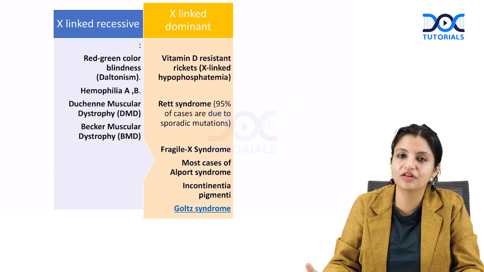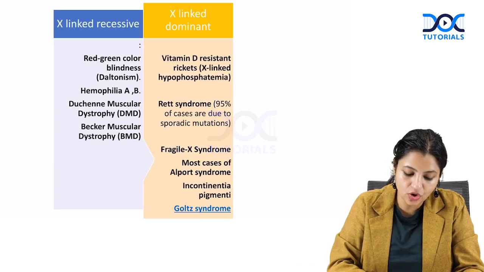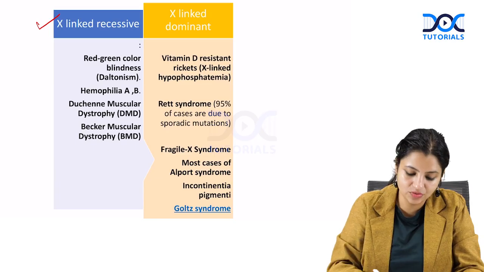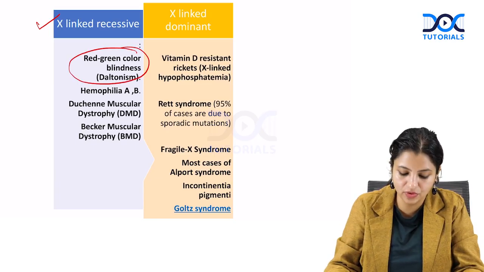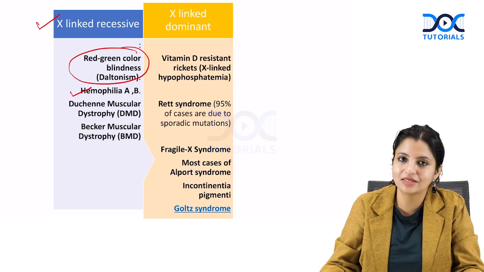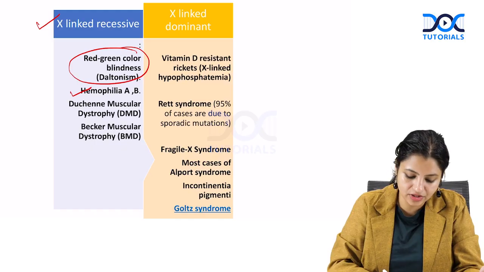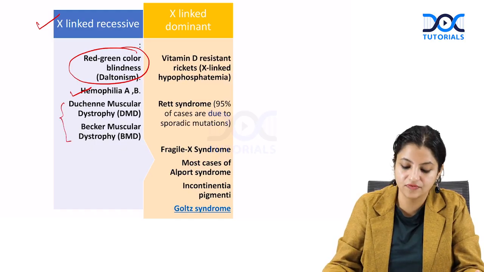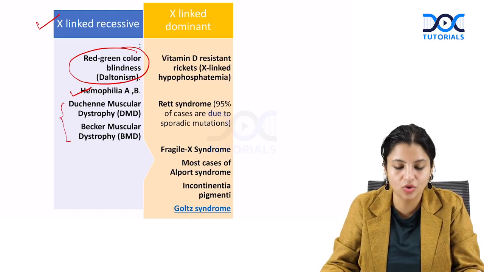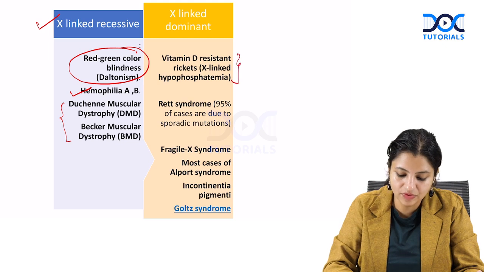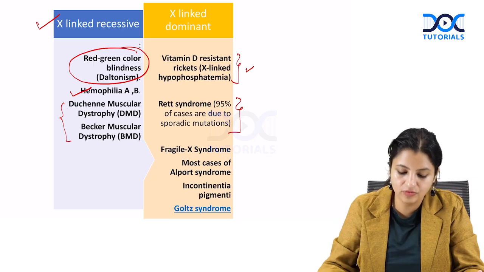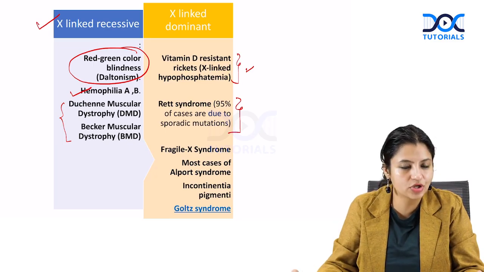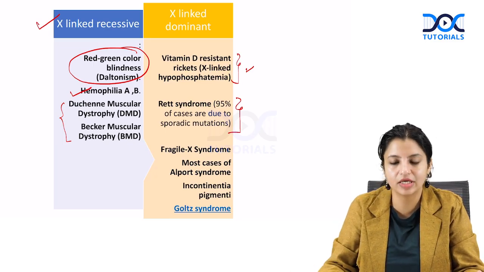So if we quickly revise what we have started, if you talk about X-linked recessive inheritances, we know that color blindness, especially red-green color blindness, which is also called daltonism, is X-linked recessive. Hemophilia is X-linked recessive, and 2 muscular dystrophies, that is Duchenne and Becker, are X-linked recessive. Also, you should remember X-linked dominant disorders. One of them which everybody knows, vitamin D resistant rickets, is X-linked dominant. Rett syndrome, although 95% are due to sporadic mutation, but once it's there, it's X-linked dominant inheritance.